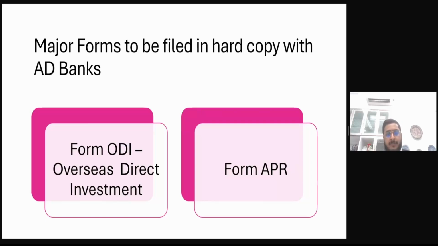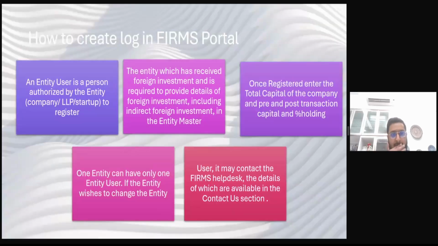Hard copy forms, Form ODI and Form APR, have to be filed in hard copy. Now, when you're registering under the FIRMS portal, there are two types of registration you have to do. One is an entity user and one is a business user. What's the difference between an entity user and a business user?